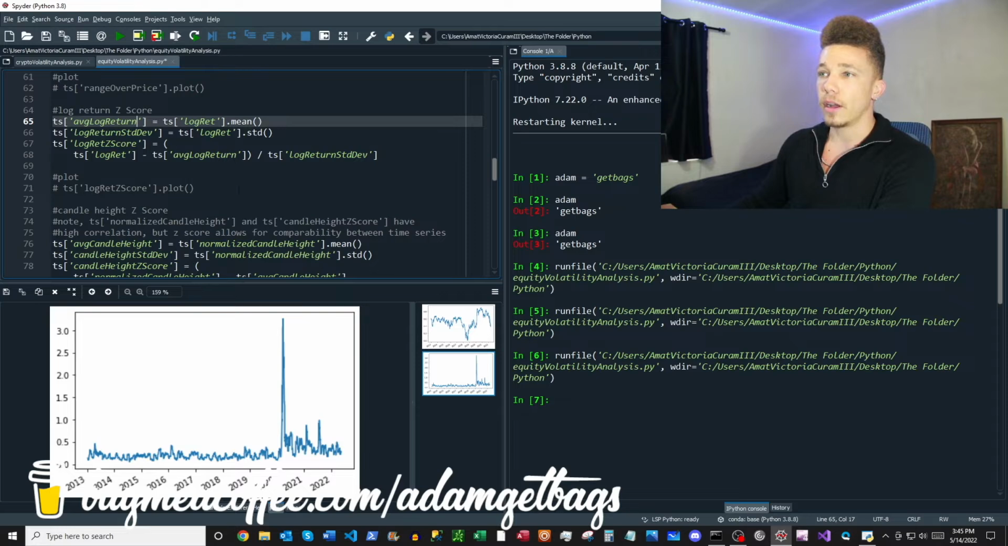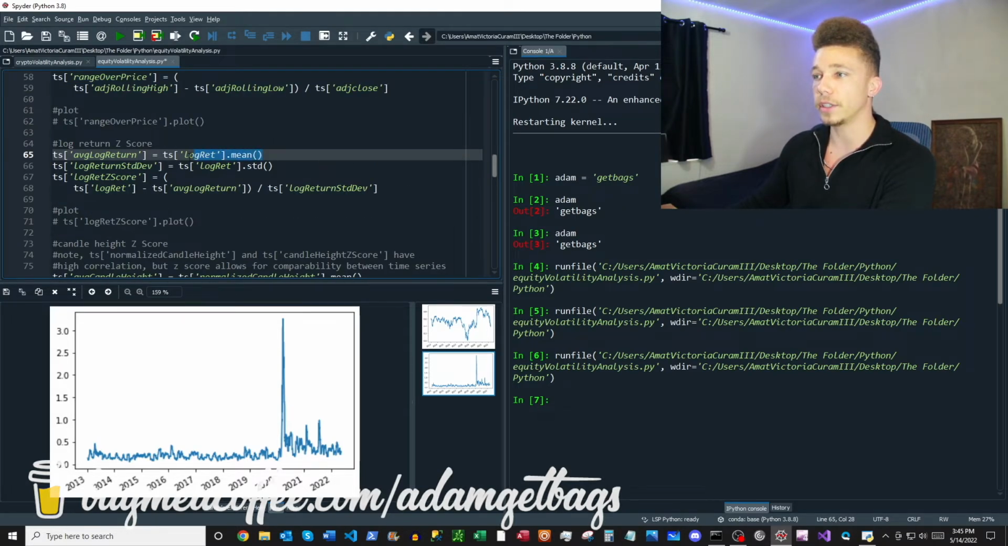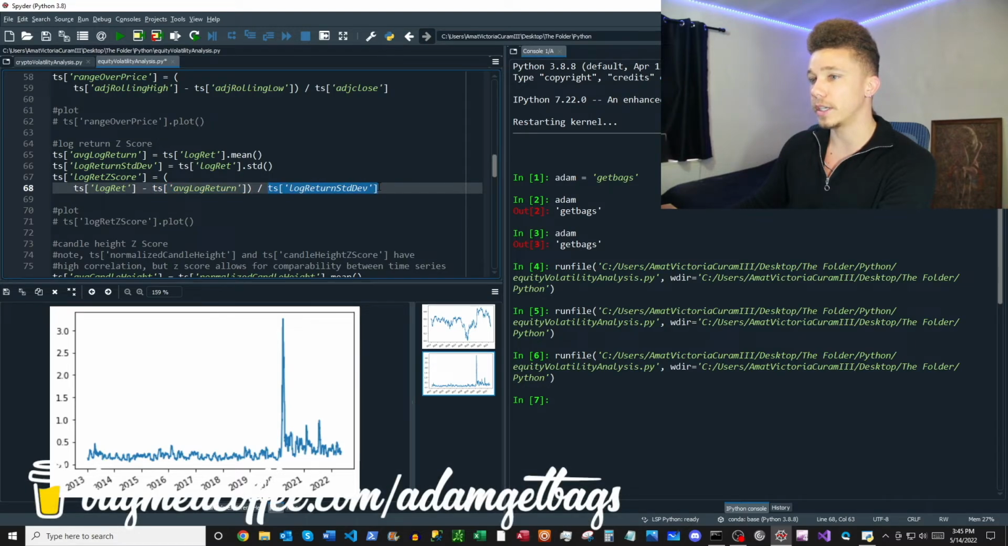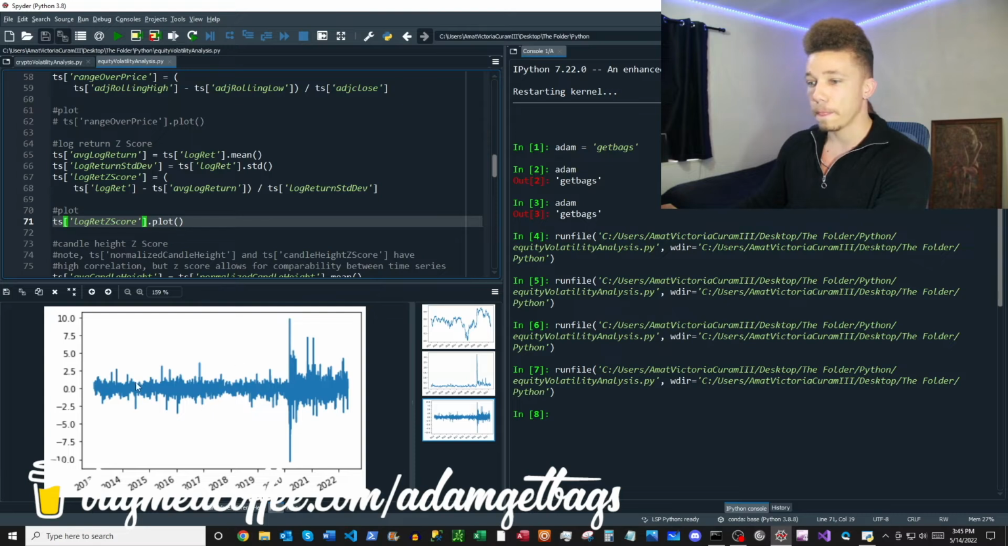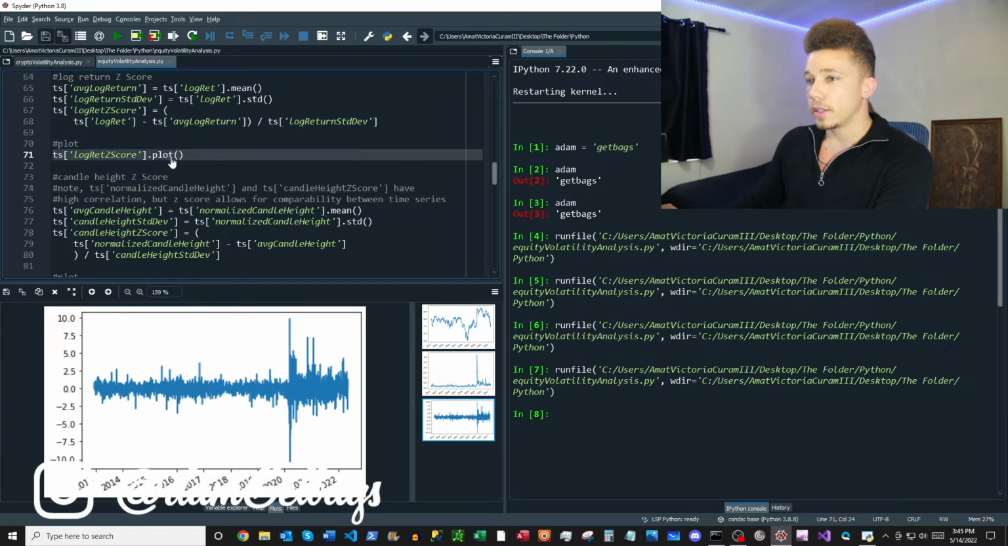Now next we have the log return Z-scores. So we're just calculating the average of our log returns here over all time and the standard deviation of our log returns over all time, and then doing the Z-score calculation, which is just observation minus average over standard deviation. And that's going to give us a nice chart here. And then you can see how far the daily returns are deviating on a standard deviation basis. Next, we have our candle height Z-score. So similar methodology here.